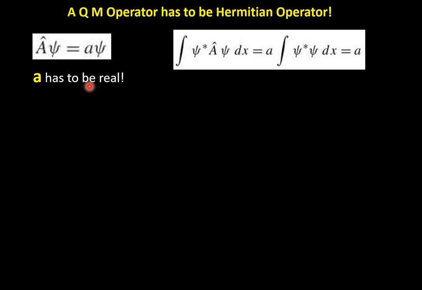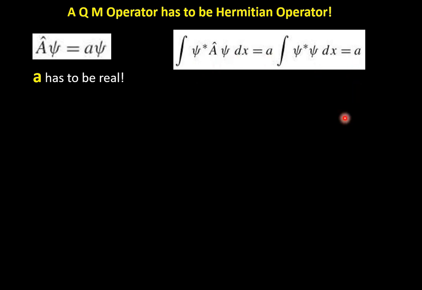Starting from this eigenvalue eigenfunction equation, we can multiply this equation on both sides from the left by psi star and then integrate. So you get the integral of psi star A psi is equal to a times the integral of psi star psi. Small a is a constant, so it comes out of the integration, but psi star psi is nothing but the normalization condition, so it gives 1. So the final result is: the integral of psi star A psi dx is a.